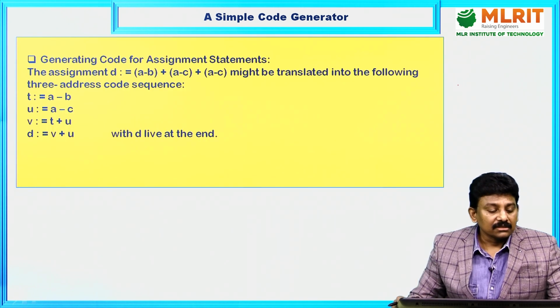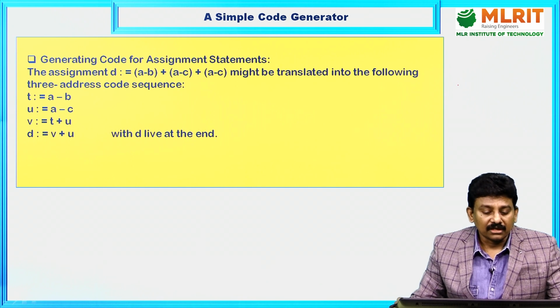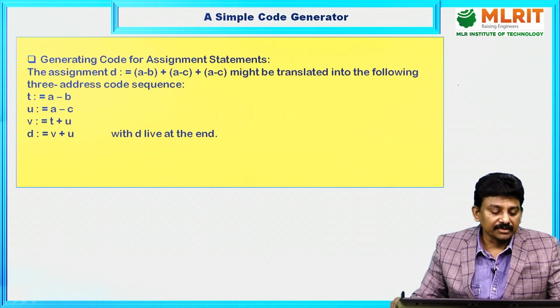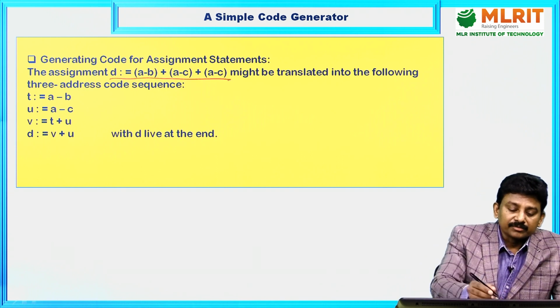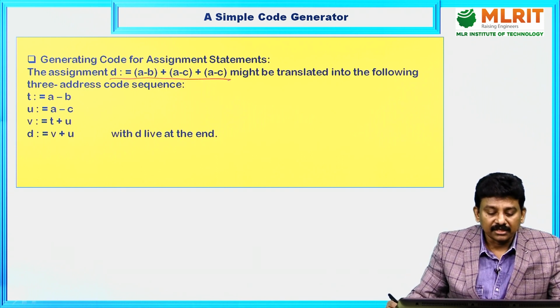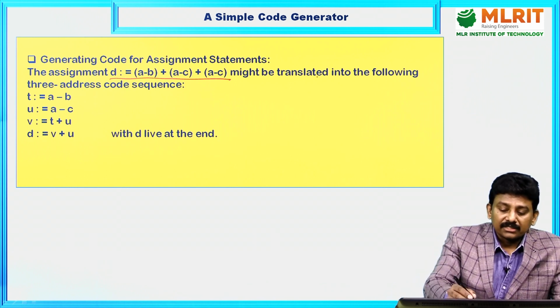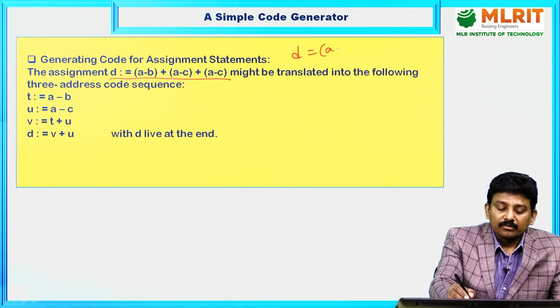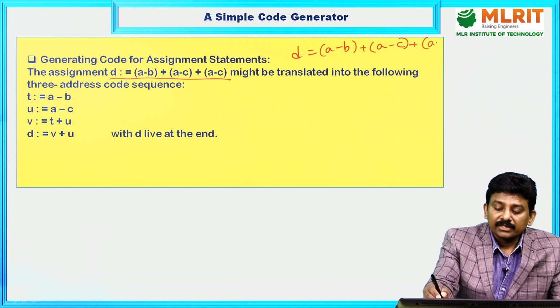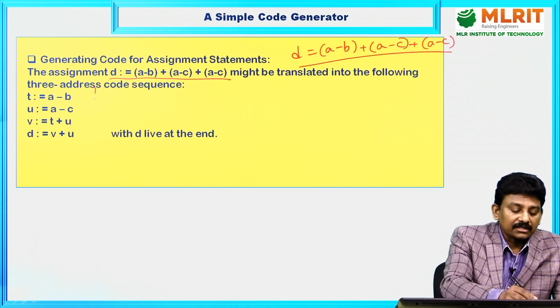Next, we will solve one example, that is generating code for assignment statements. The assignment statement is d is equal to a minus b plus a minus c plus a minus c. It might be translated into the following three address sequence. So, this is the given expression, d is equal to a minus b plus a minus c plus a minus c. For this, we will write the three address code like this.